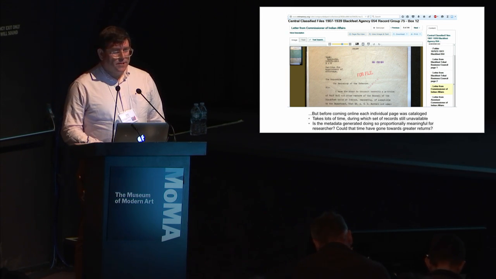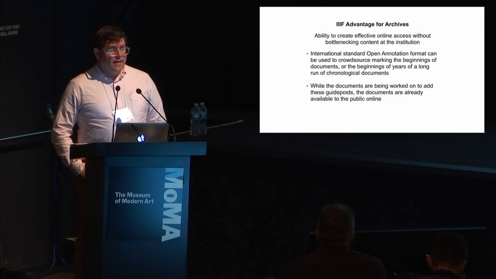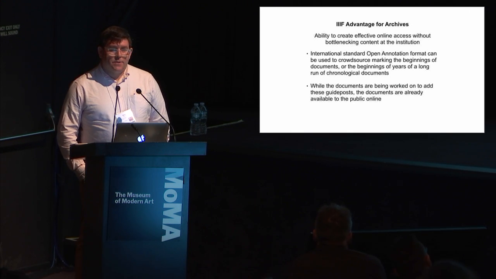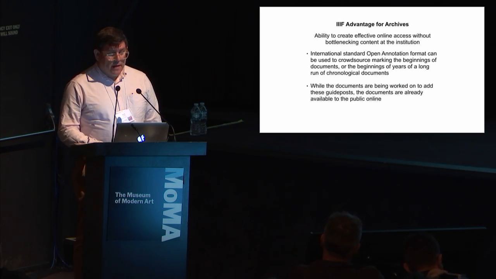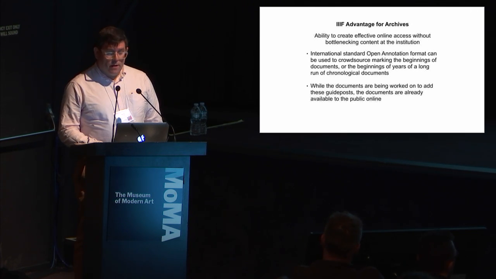So there's an argument whether the metadata being generated for item level description is really meaningful for the researcher, as indicated in my part of the presentation. So in the context of IDA, there's a particular benefit to provide effective online access without bottlenecking content at the institution. You can leverage the open annotation format to crowdsource the marking of the beginnings of documents or the beginnings of years of a long chronological run of documents. While this information is being added, the documents are already available online.